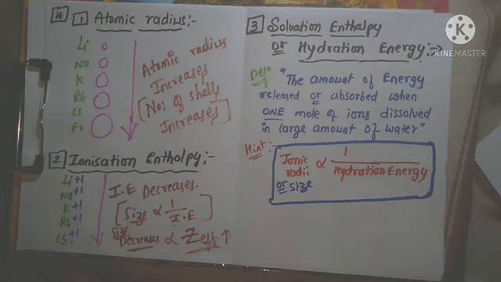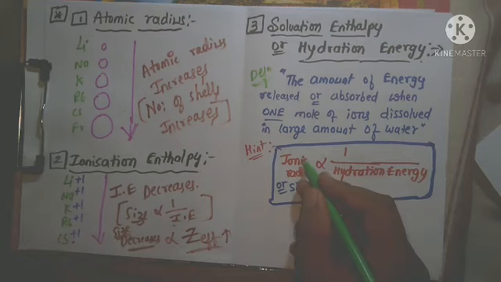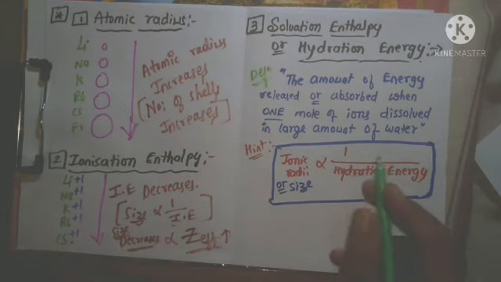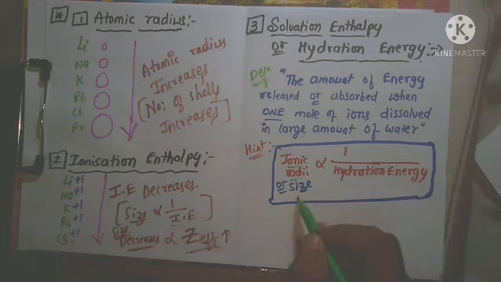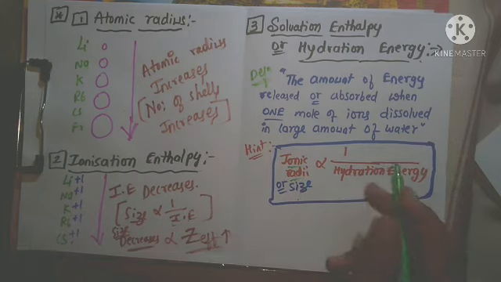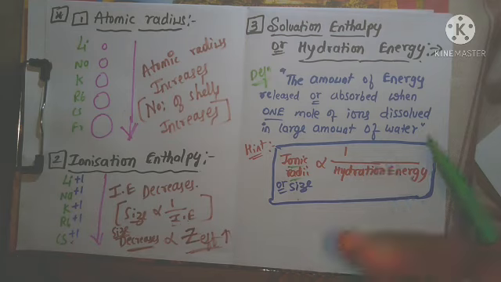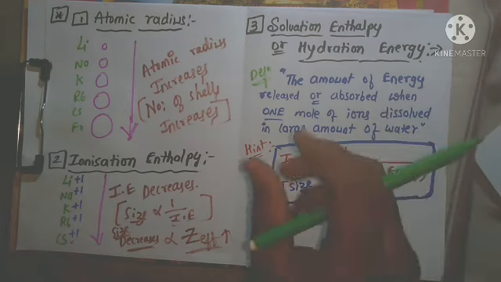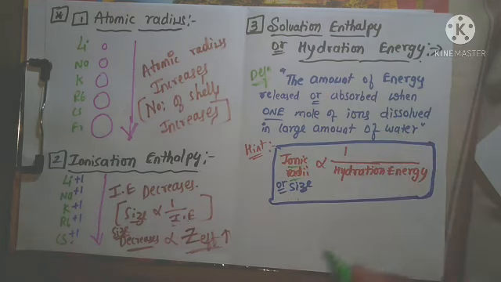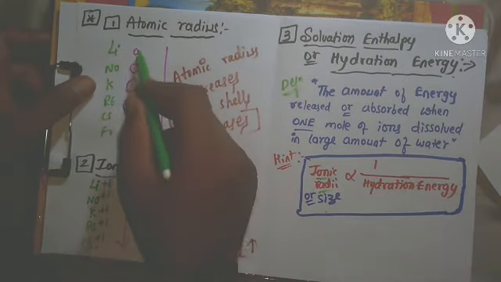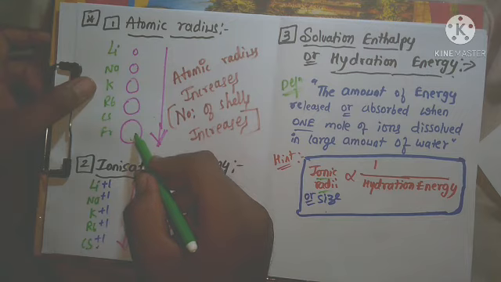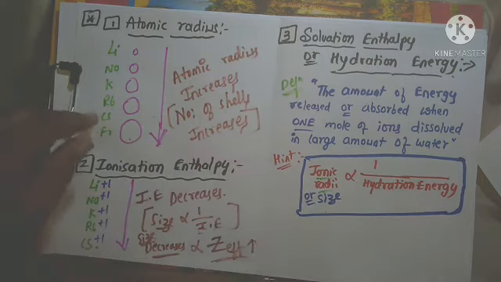Just remember, therefore, the order is: smaller the size, more will be the hydration enthalpy. That is the point. What is the hint? Ionic radii or size is inversely proportional to hydration enthalpy. Smaller the size, more will be the hydration enthalpy. Larger the size, less will be the hydration enthalpy. From top to bottom the size is increasing, which means hydration enthalpy decreases from top to bottom.